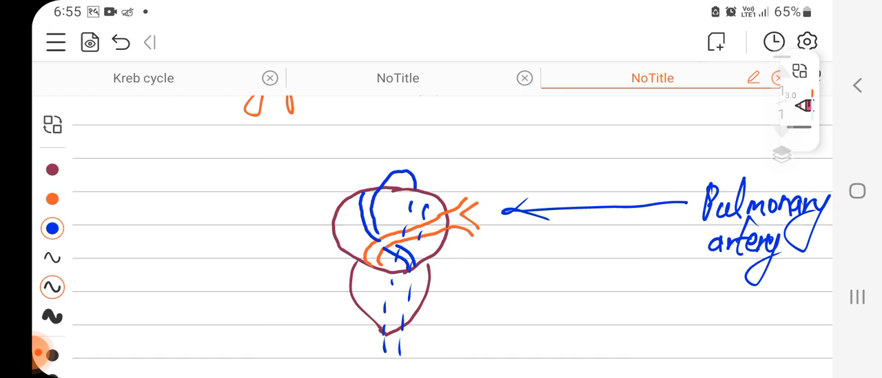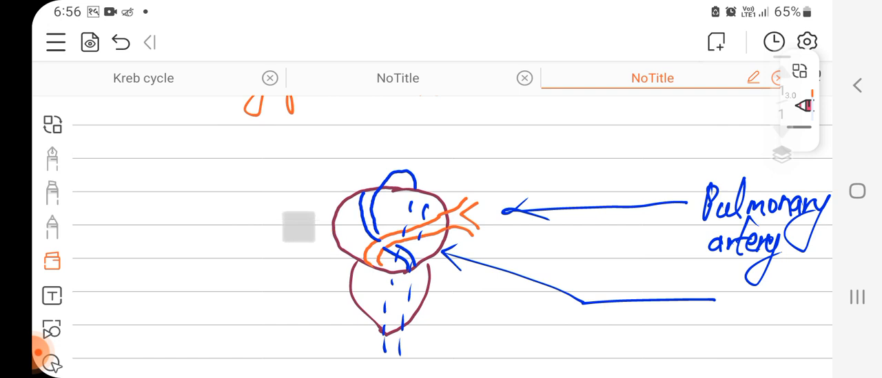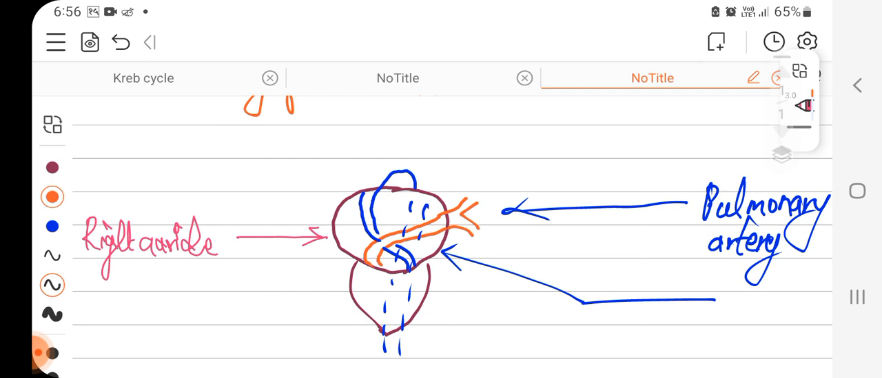Let me write. This is our right ventricle, and this is our right auricle, as well as this is our left auricle.